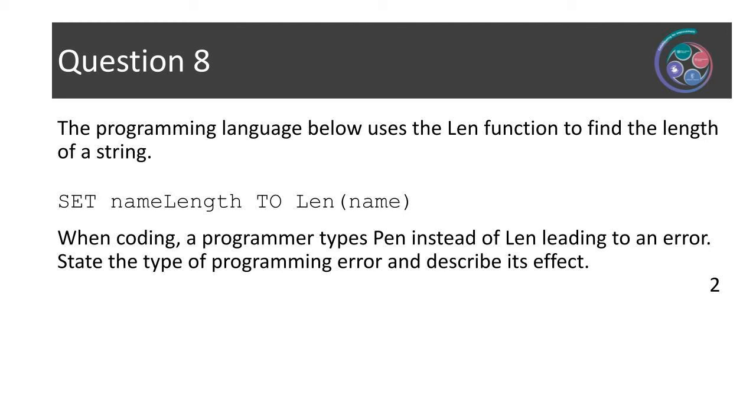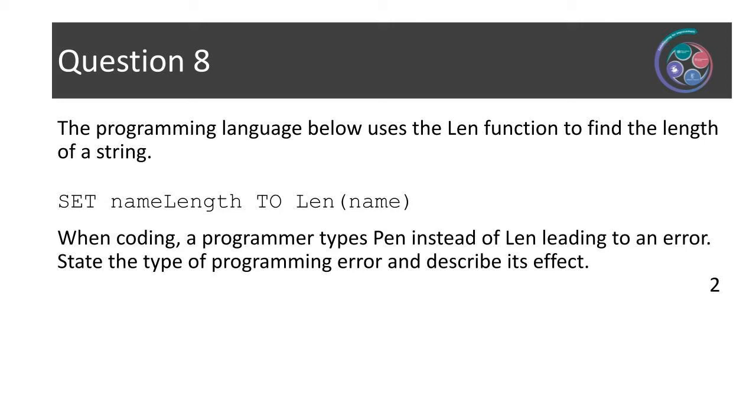So in this question here, we've been told that there's a programming language making use of the len function, and that len function finds the length of a string. So that information has been given for you. You've then got a line of code where that's working in context. So we've got set name length. Name length is a variable, set to len with name in brackets. So we know there'll be a variable with something stored, most likely holding a name, and we're trying to find out its length.